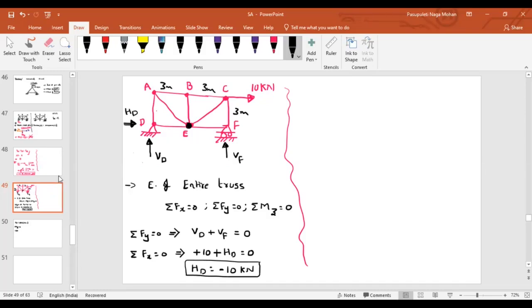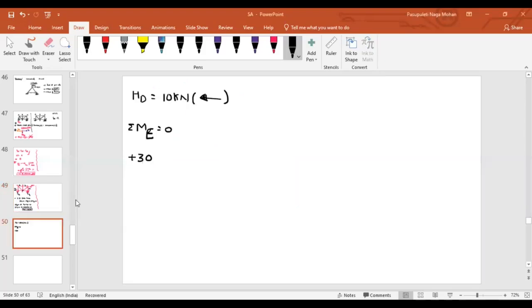Moment will come or not? Because of the VF, what is the moment at point E? VF into 3. Clockwise or anti-clockwise? Anti-clockwise. As it is anti-clockwise, I will say minus 3 times VF.